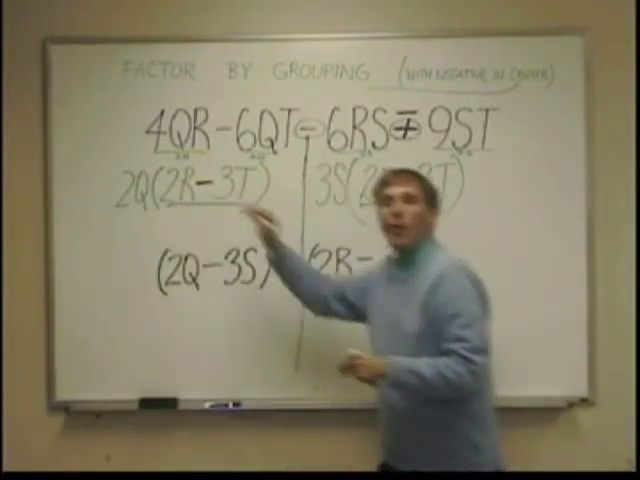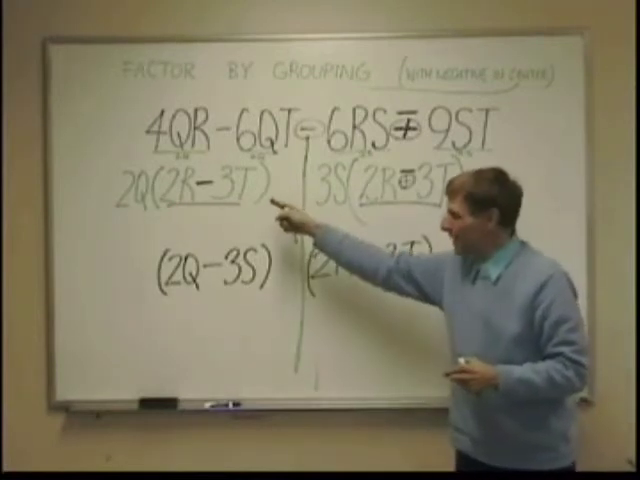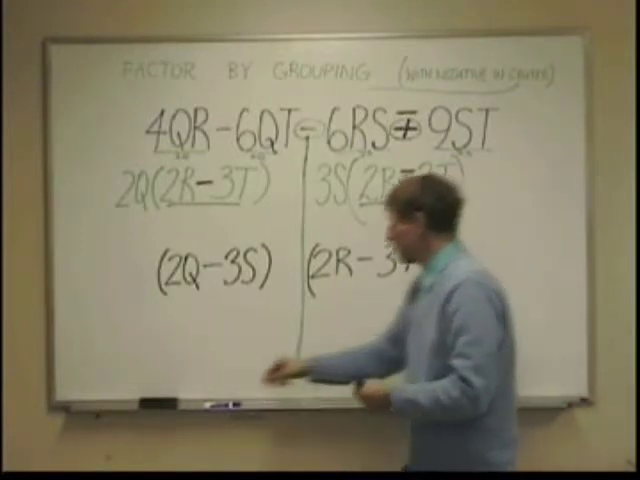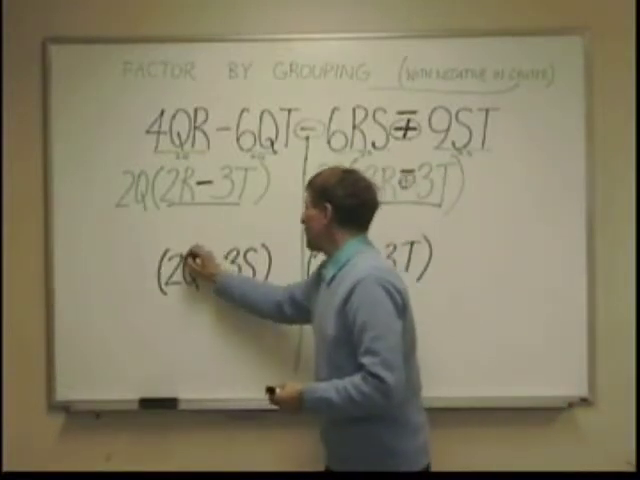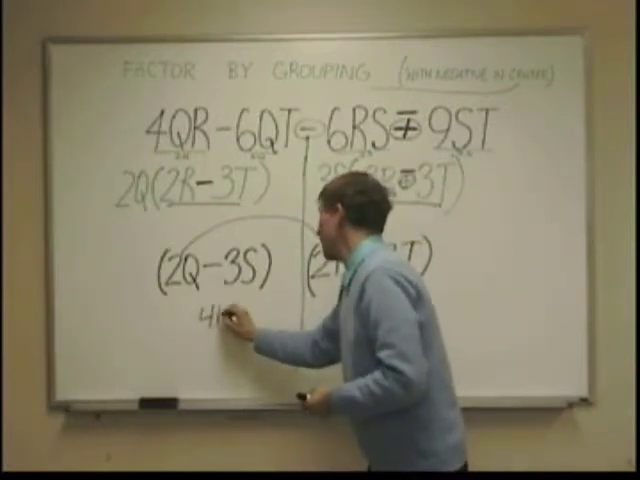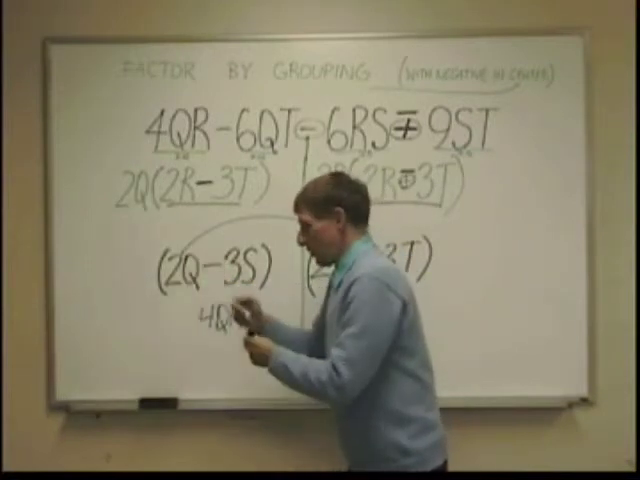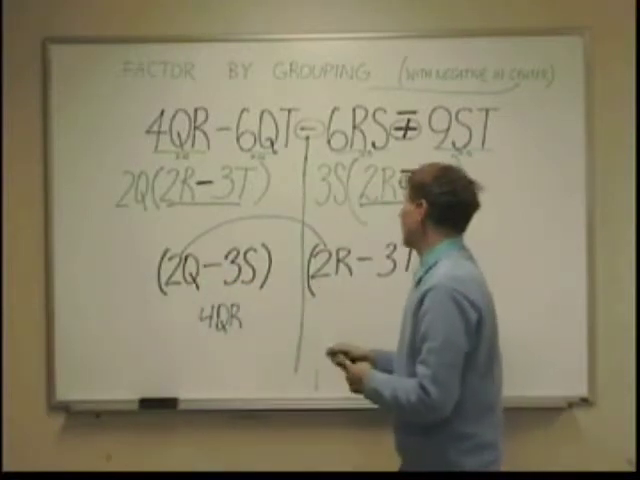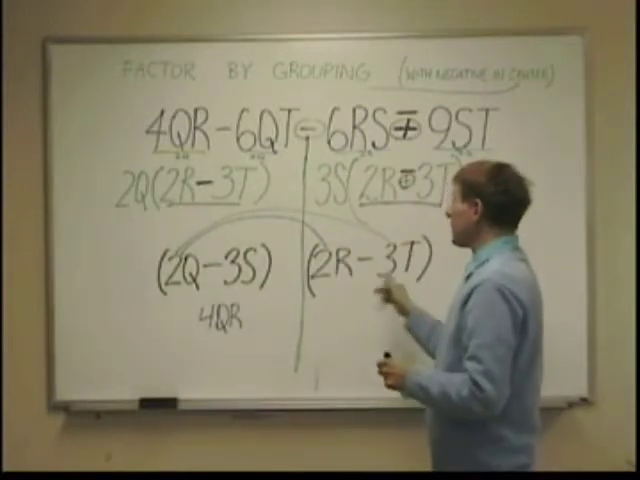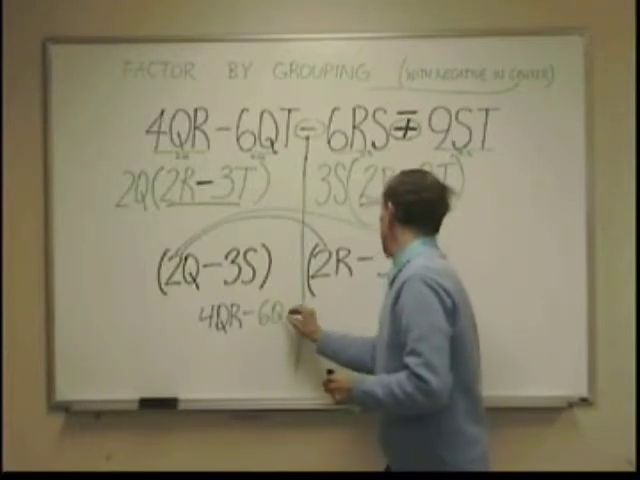Remember, you already got one of the factors just by doing a quarter of the work at the very beginning. And there's the other factor. I use FOIL to check. 2q times 2r will be 4qr. 2q times 3t for outer. Remember to practice your FOIL. Negative 6qt.